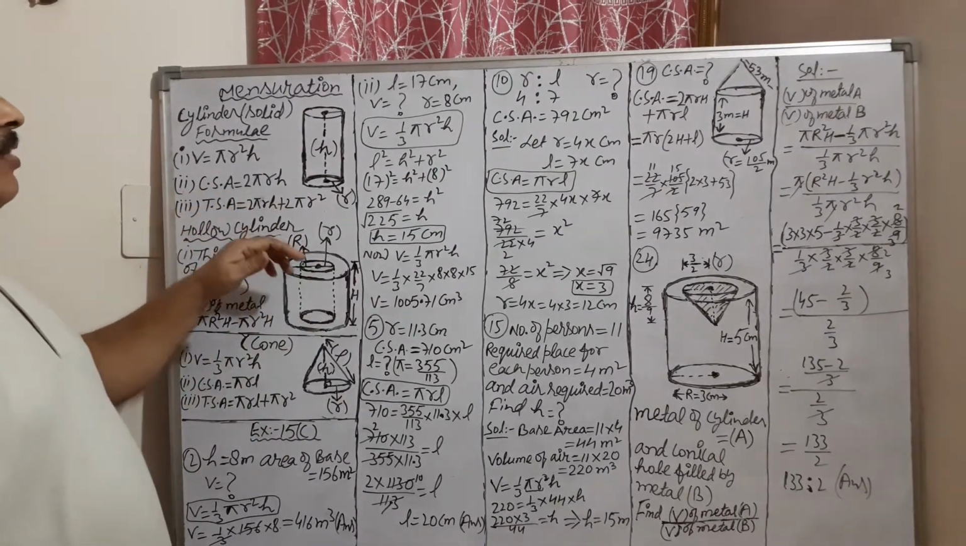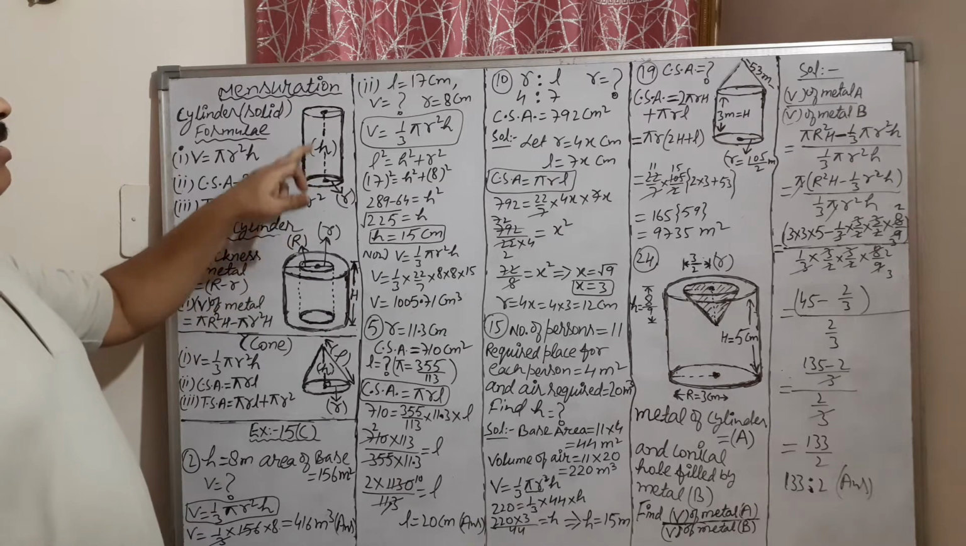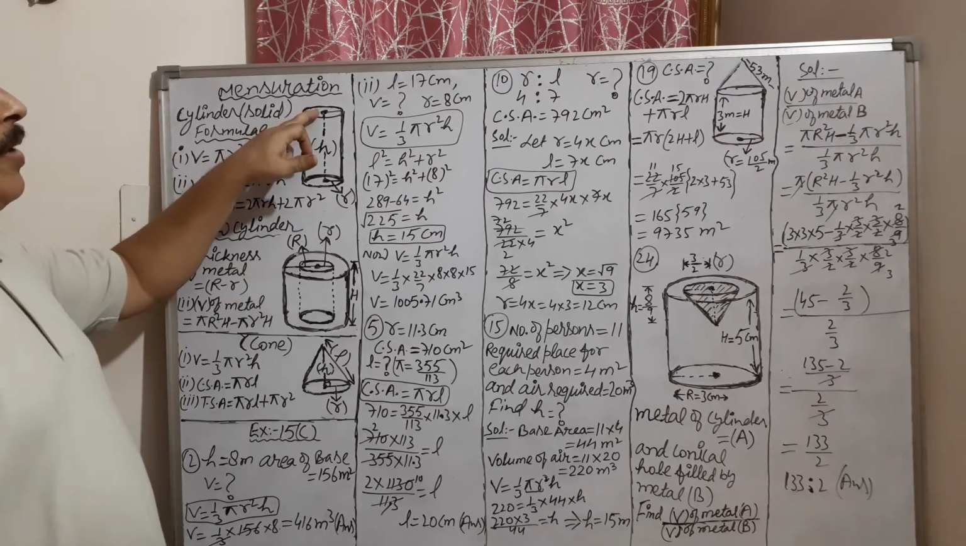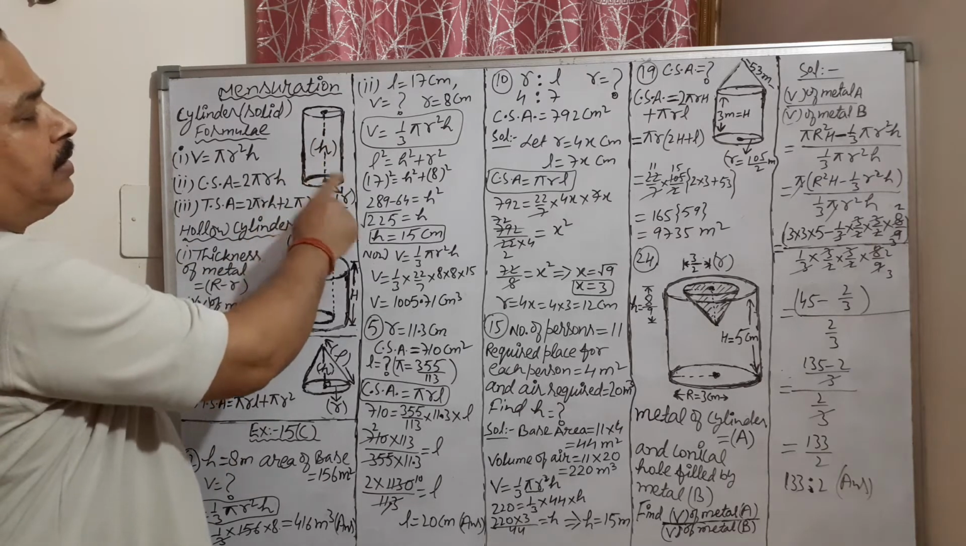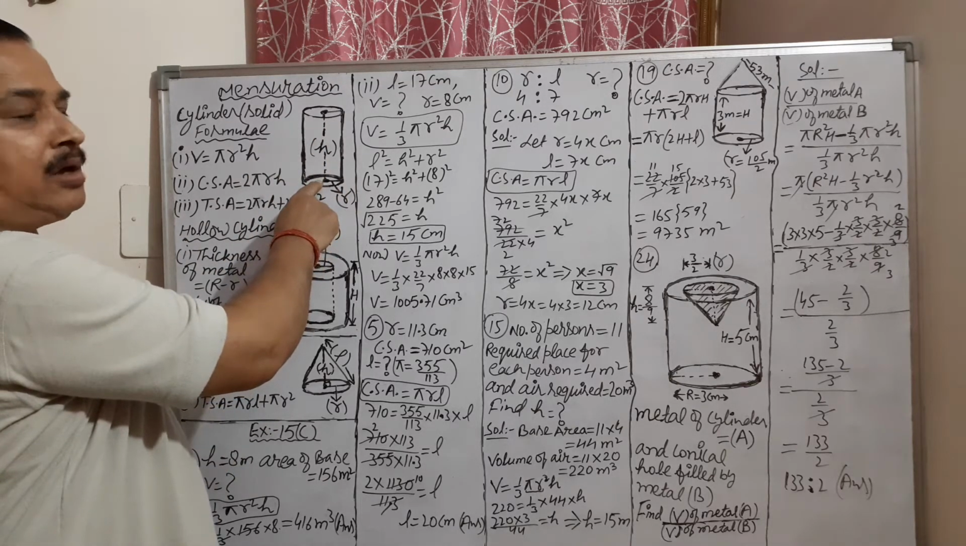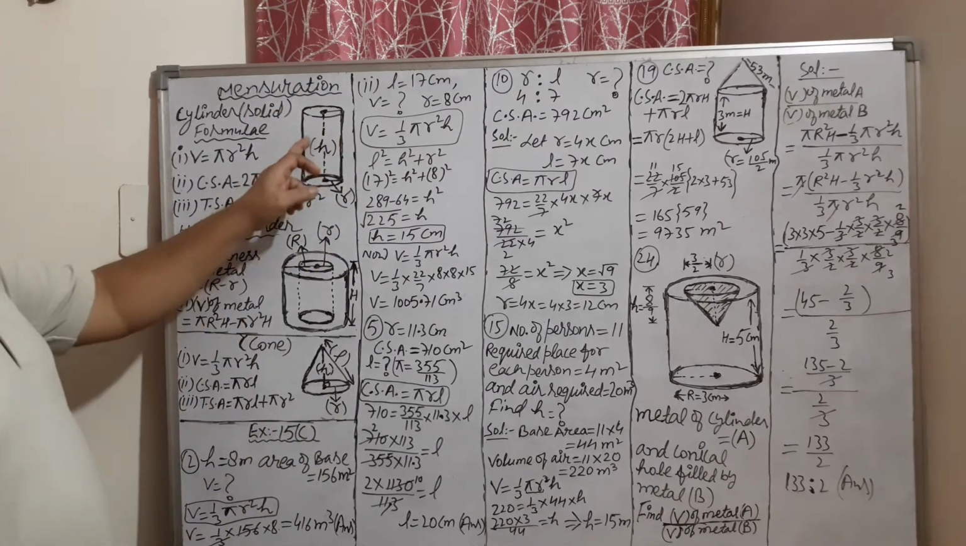Now see curved surface area. Curved surface area, excluding the base area and top area, is called curved surface area. Curved surface area is this one, excluding the base area, leaving the base area and leaving the top area. That is called curved surface area.